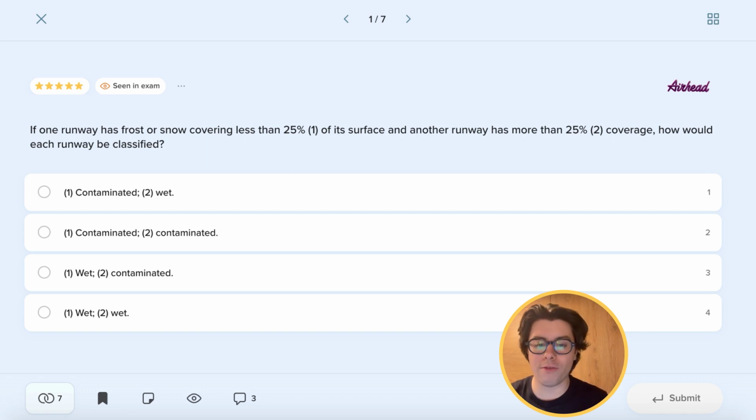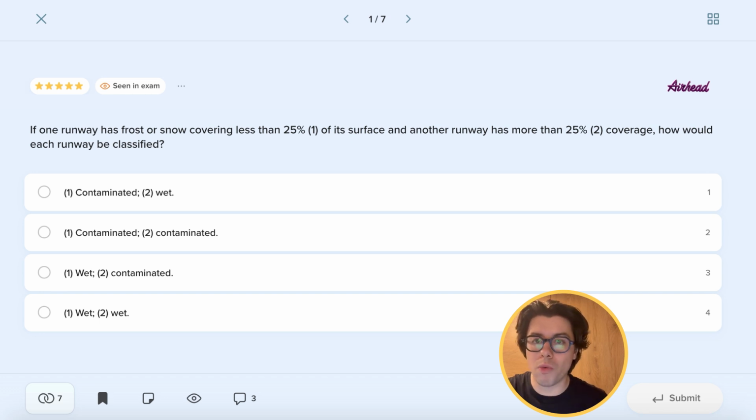So if one runway has frost or snow covering less than 25% of its surface and another runway has more than 25% coverage, how would each runway be classified? So these definitions can actually also be found in the runway condition assessment matrix. And generally speaking, if more than 1/3 of the runway is covered in contamination, and this contamination is over 25%, then the runway is considered contaminated. Anything less than 25% is considered just wet.